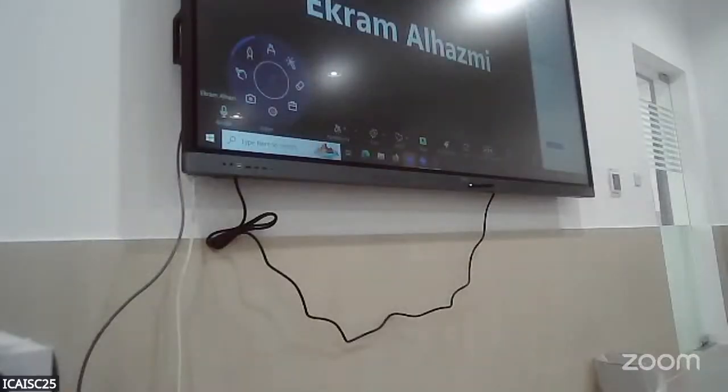Now we will go to the next paper: comparative analysis of communication protocols in blockchain Internet of Things systems for optimizing Internet of Things data flow efficiency.